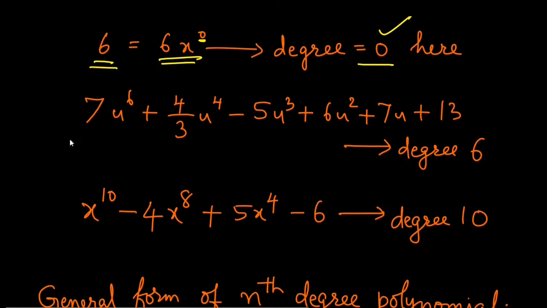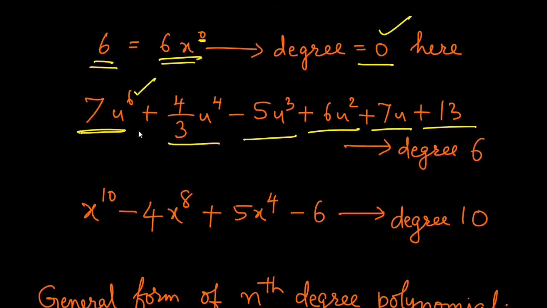Now let us see some examples and find out the degree. 7u power 6 plus 4 by 3 u power 4 minus 5u power 3 plus 6u power 2 plus 7u plus 13. Here the highest degree term is 7u power 6. The degree of highest degree term here is 6. So the degree of this polynomial is 6.